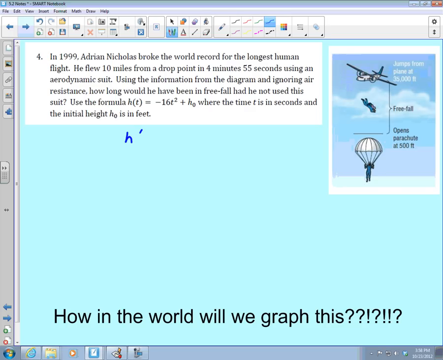H of t equals negative 16t squared. Remember, negative 16 is gravity's pull, plus h sub 0, that's the initial height, where t is time in seconds. H of t is the height at whatever time you're looking for. Now, basically he free fell till he was 500 feet above the ground, and then he pulled out his parachute right here, so he wasn't free falling anymore.